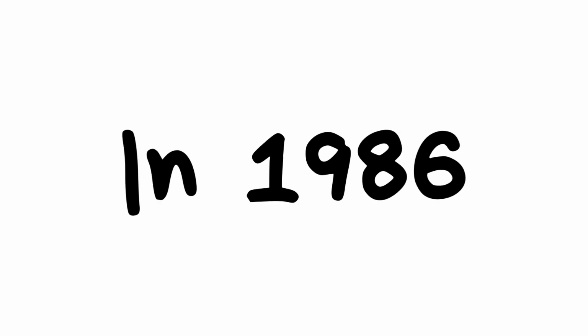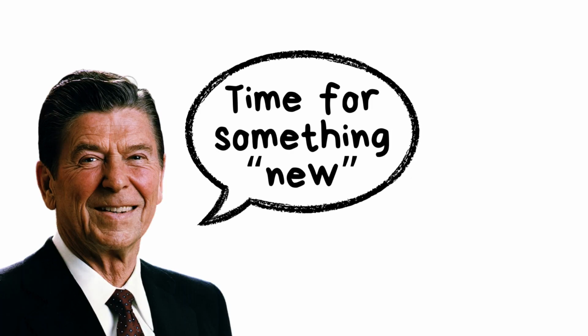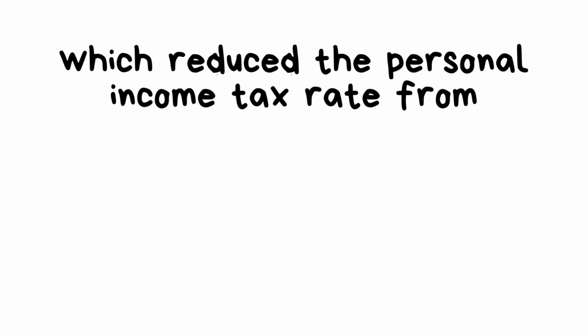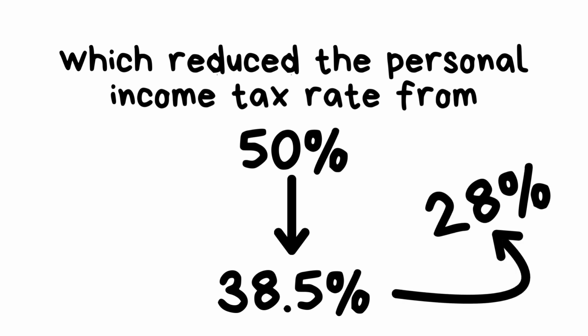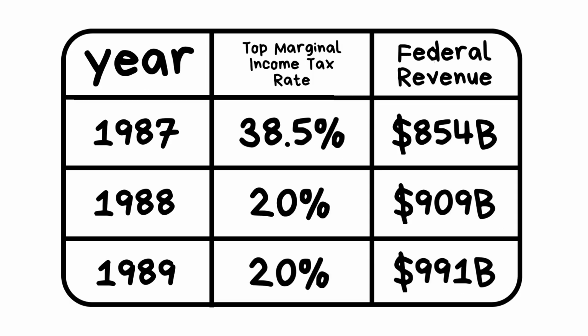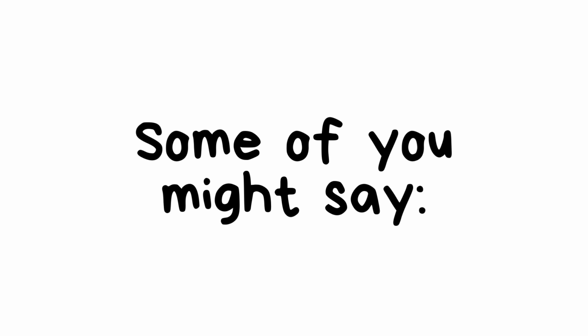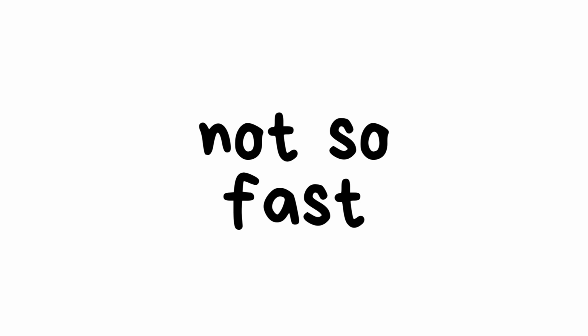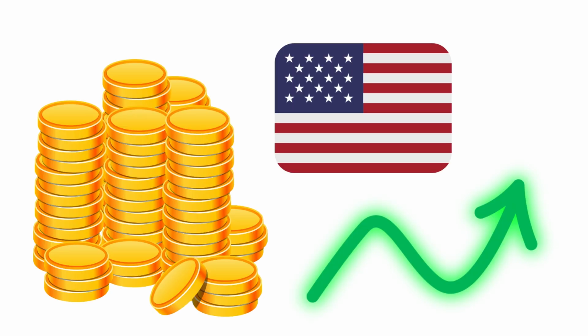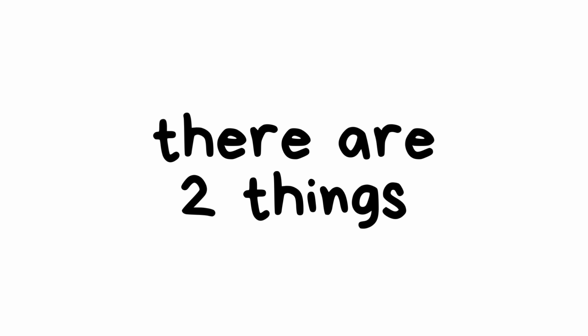In 1986, Reagan introduced a second, major tax cut, also known as the Tax Reform Act of 1986, which reduced the personal income tax rate from 50% to 38.5%, and for the following years to 28%. Despite this, revenue continued to grow. Some of you might say, this means that we should immediately start lowering taxes. Well, not so fast.